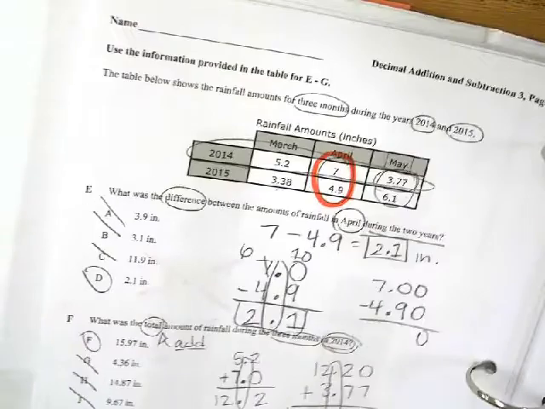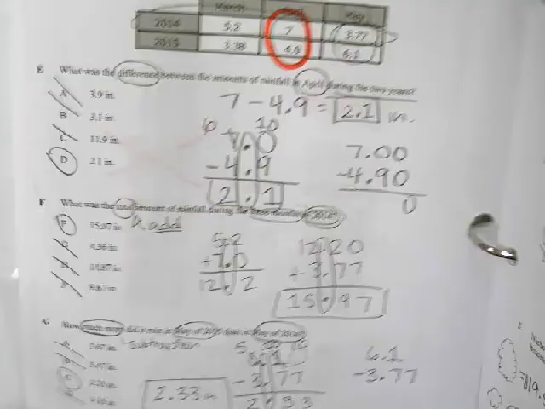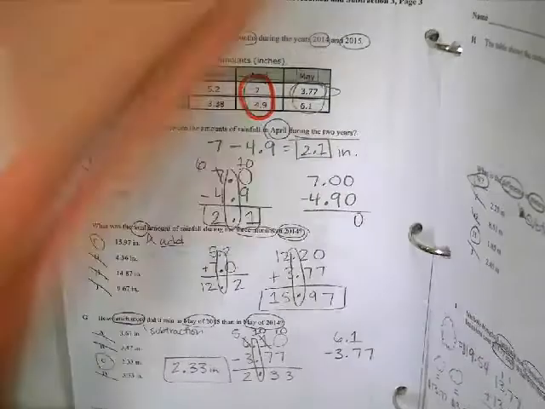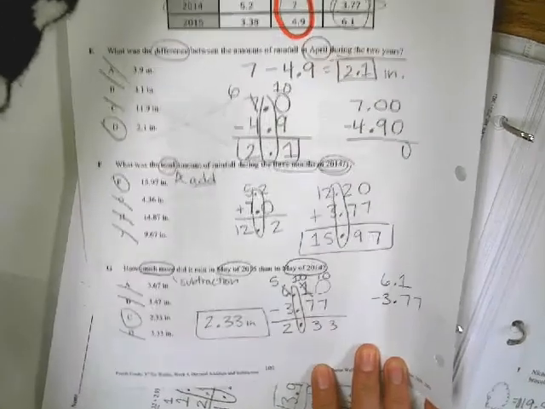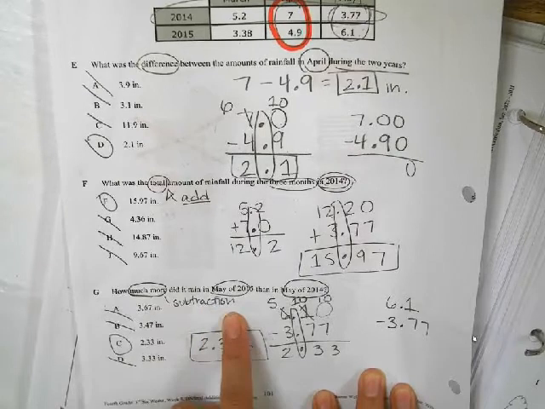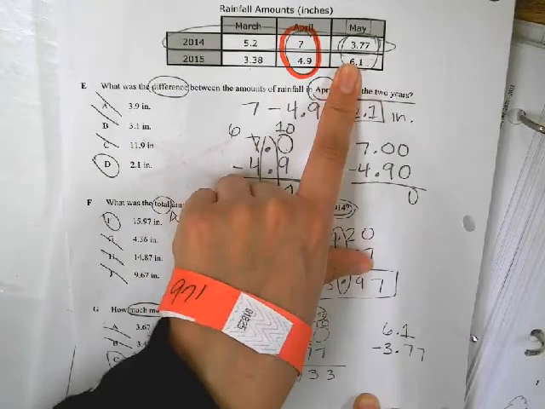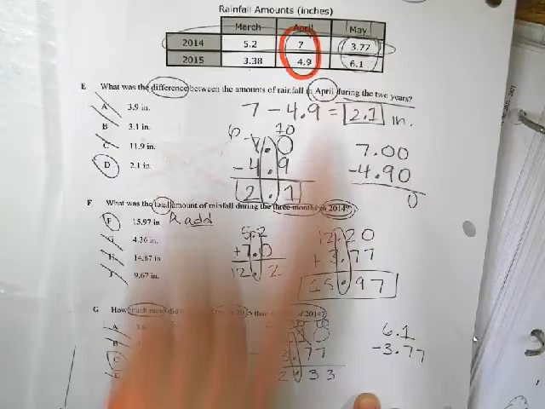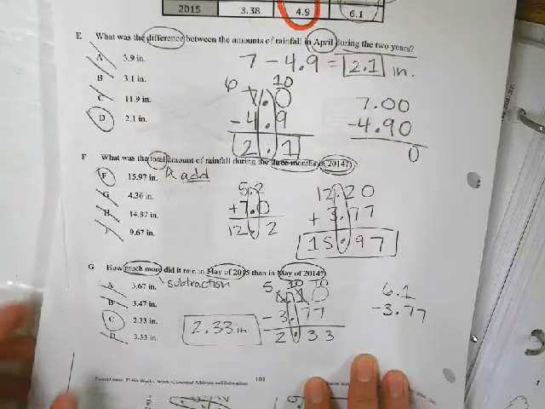Okay, so it's, again, just adding and subtracting decimals. Okay, so you're basically just looking at the table, and making sure what it's asking you, okay? For example, in this one, how much more did it rain in May of 2015 than in May of 2014? You would look at May, then the 2 years, and subtract, okay? How much more? Ding, ding, ding. That's subtraction. Okay, and we got C for that one.